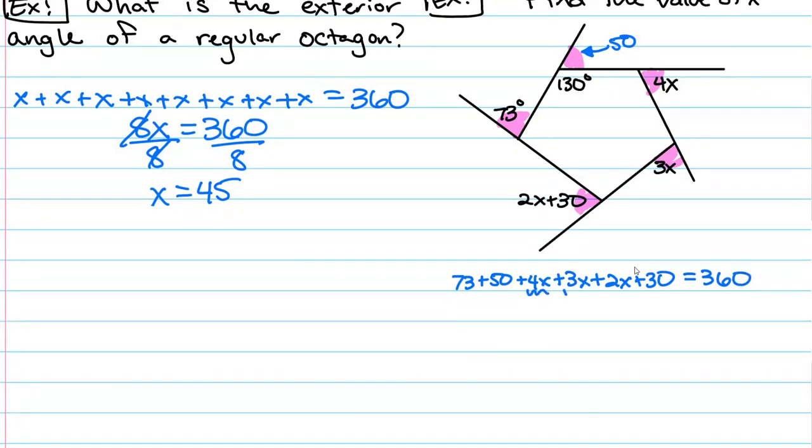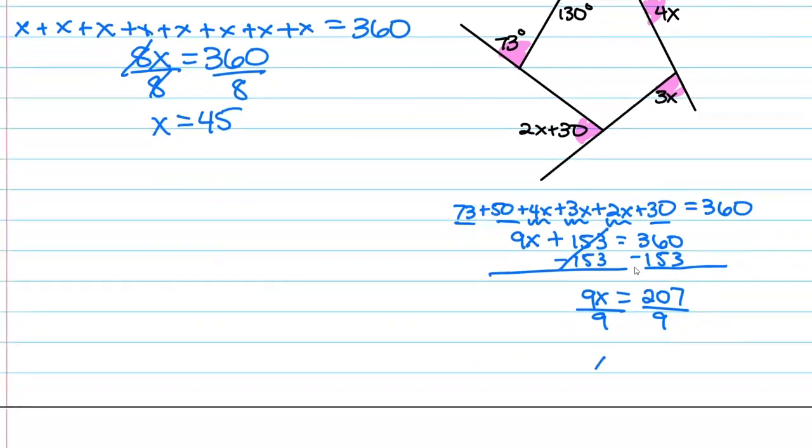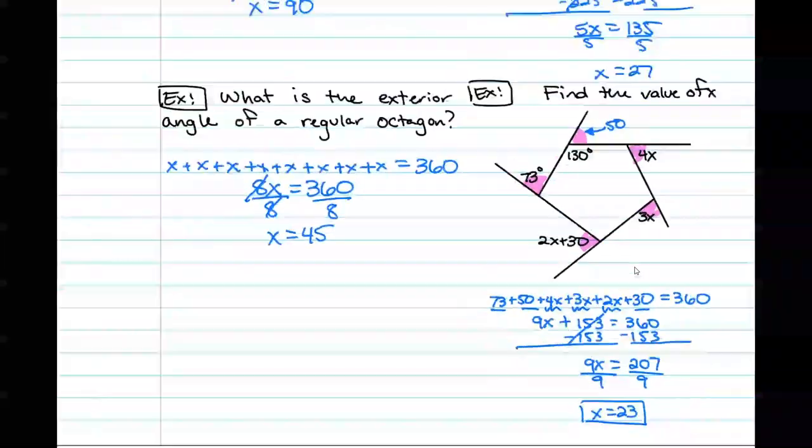I'm going to combine like terms. That's going to be 9x plus, and when I add up this one and this one, I get 153 is equal to 360. Subtract 153 on each side. I get 9x is equal to 207. Divide both sides by 9, and I get x is equal to 23. And I believe they told me to solve for x. They did. That is my answer.